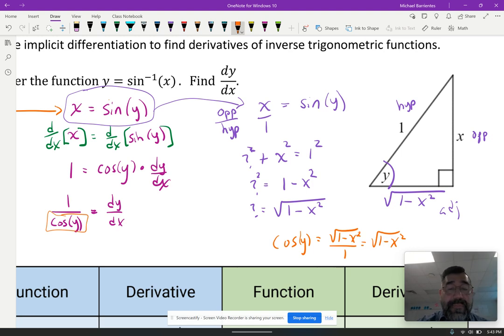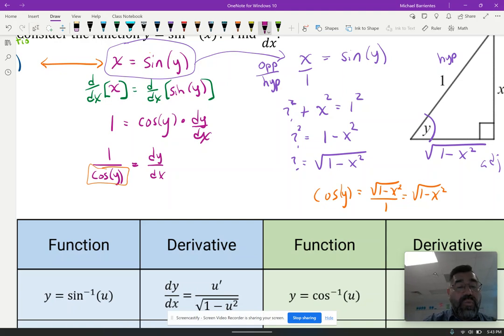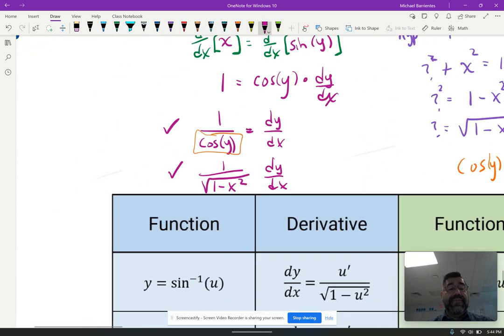So therefore, I can come back over here and say, oh, when we were looking for the derivative, this was the derivative, but it's in terms of y. But I can also write that derivative in terms of x because now I know that cosine y is the square root of 1 minus x squared. How do we figure that out? Oh, by drawing a triangle. How did I label the triangle? By this piece of information, this equation that we started with that told us the sine of y is the opposite over the hypotenuse. I was able to label the triangle, find the third side, and figure out that cosine is this.